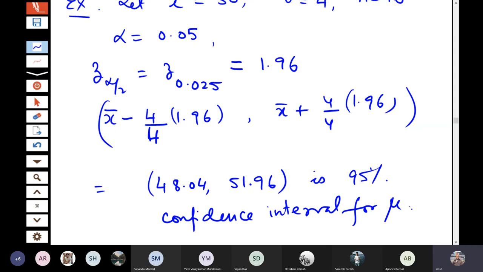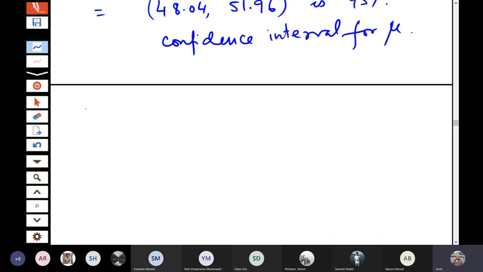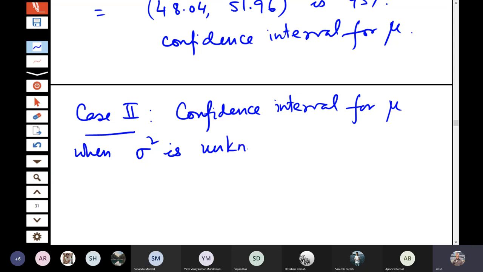Now I consider another case. Okay. Case 2. We want to find out the confidence interval for mu when sigma square is unknown.